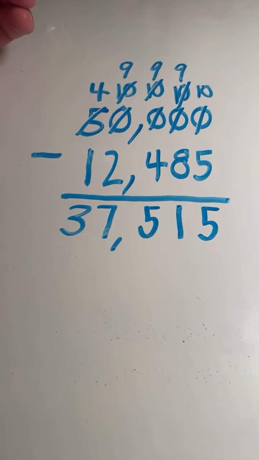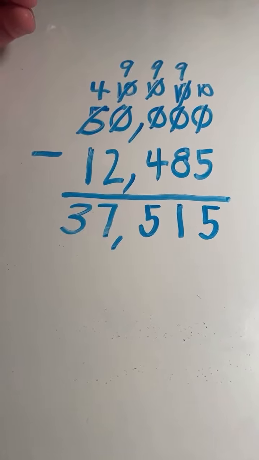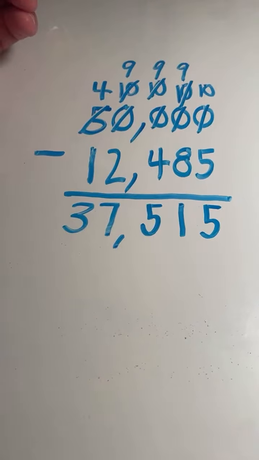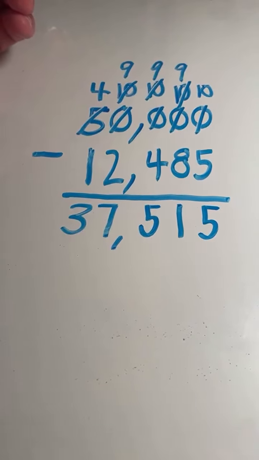And we have our final answer. 50,000 minus 12,485 equals 37,515.